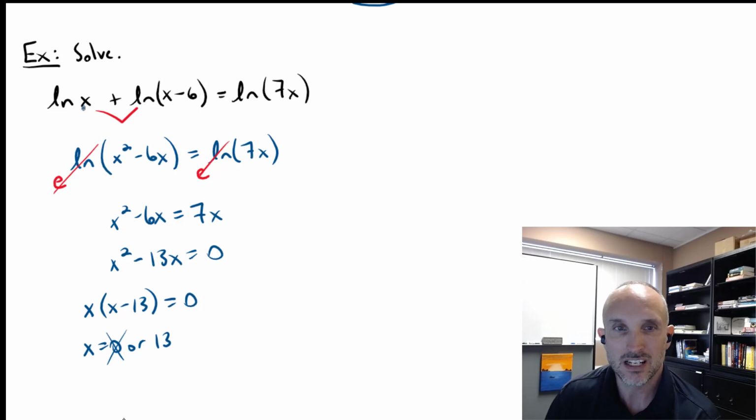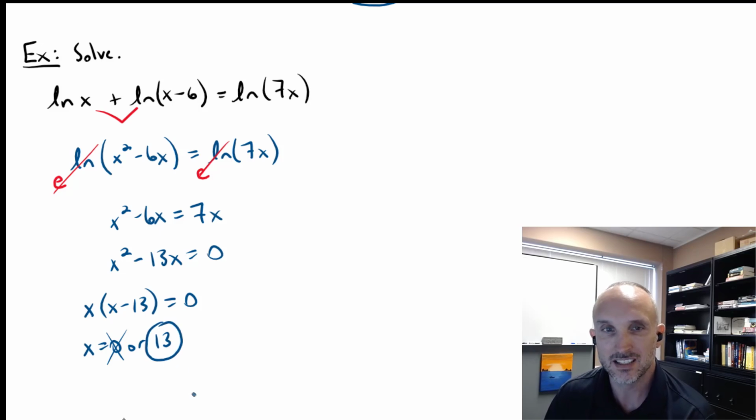But if I plug in 13 for x, this argument x is 13, which is positive. 13 minus 6 is 7, which is positive. And 7 times 13 is positive. So 13 is a valid solution to this equation.